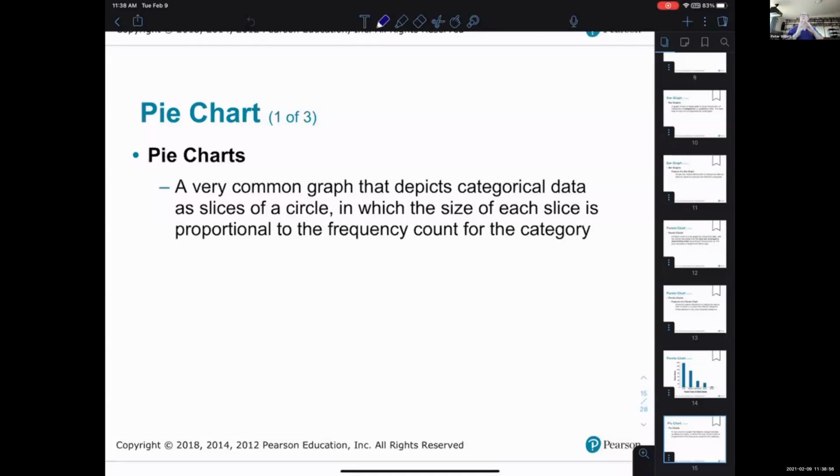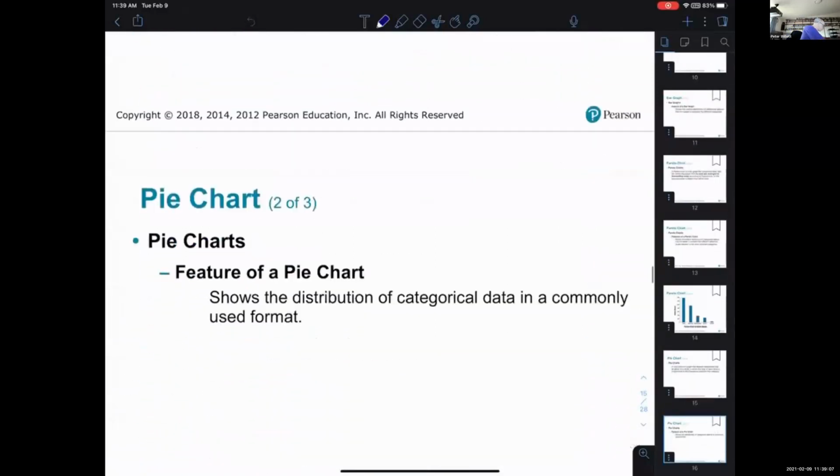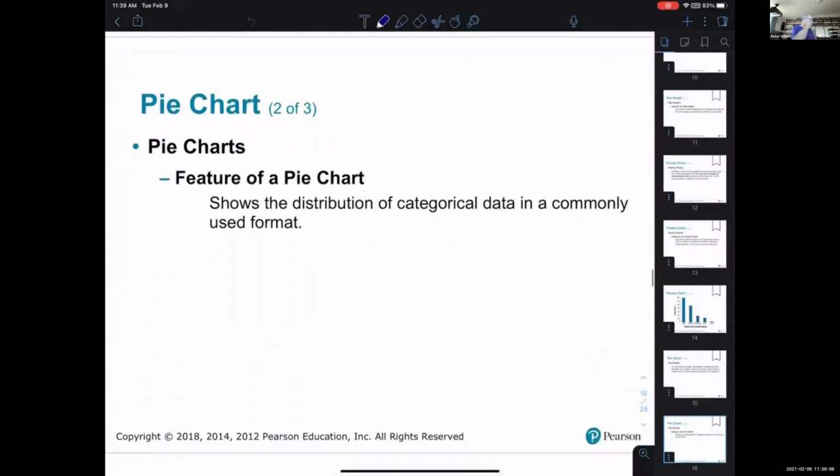So that means as more of the data falls into a particular category, the size of the slice of the pie grows. And I think that's very intuitive. I think that's why they're very popular. So the feature is that it shows the distribution of categorical data in a commonly used format. So they're saying one of the benefits is that people are familiar with it already.